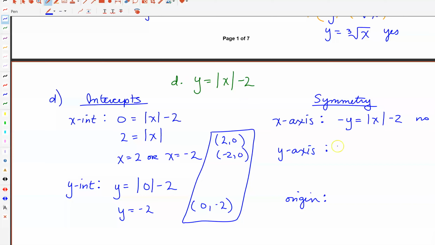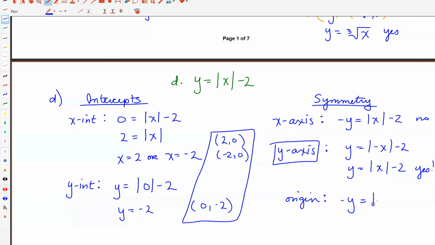For y-axis symmetry, we are going to let x be replaced by -x. Because of the absolute value, I can clean up that sign. And on that one, yes, I do end up with what I started with. So this one will have y-axis symmetry. And then finally for origin, we're going to replace y with -y and x with -x. And if I go to clean up my signs, I still have this problem that I have this negative on this y. So that one will not have origin symmetry.